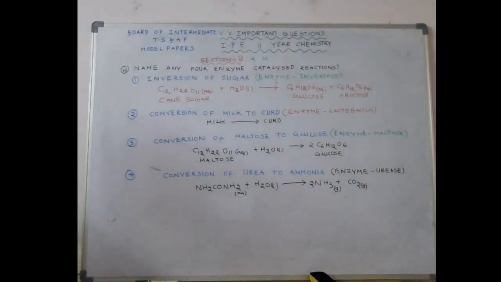Name any 4 enzyme catalyzed reactions. Inversion of sugar, enzyme is invertase. Conversion of milk to curd, enzyme is lactobacilli. Conversion of maltose to glucose, enzyme is maltase. Conversion of urea to ammonia, and that is urease. Urease is the enzyme. Right? We'll go for the next question.